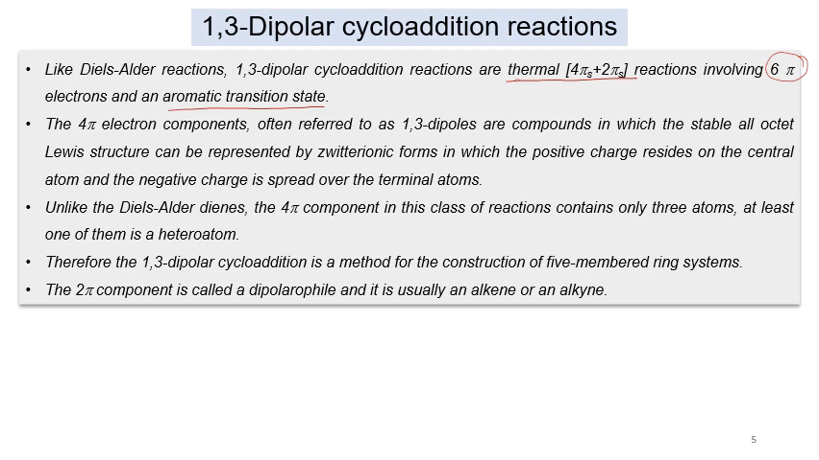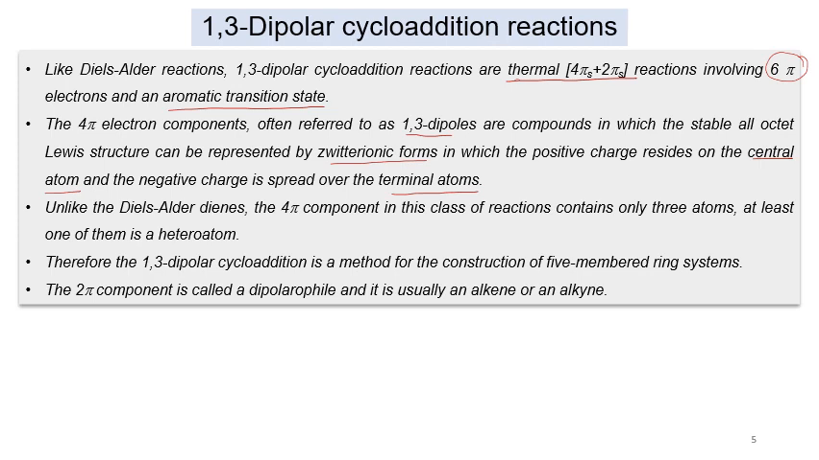The 4 pi electron components are referred to as 1,3 dipoles, and these are the compounds in which the stable all-octet Lewis structure can be represented by zwitterionic forms, in which the positive charge resides on the central atom and the negative charge is spread over the terminal atoms.